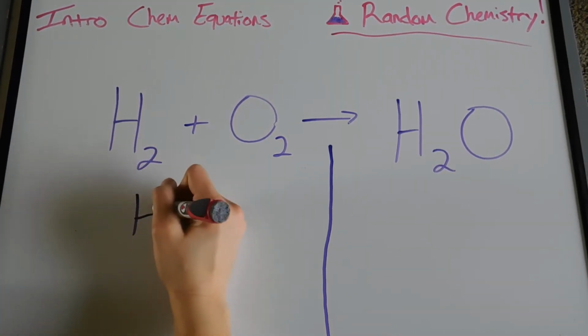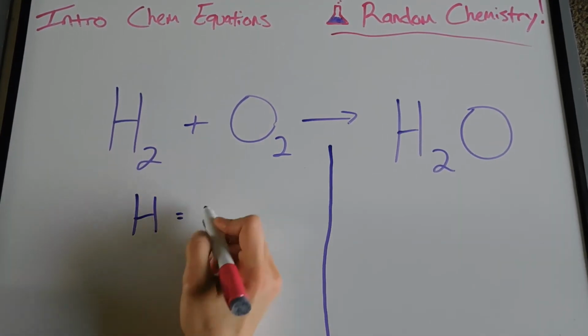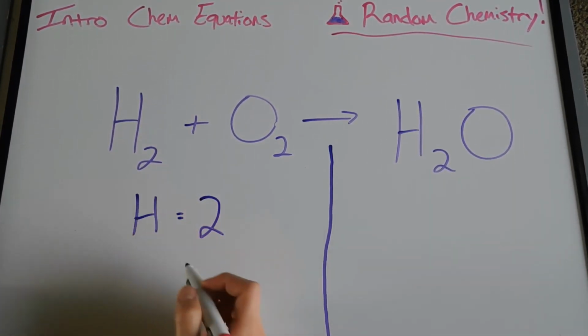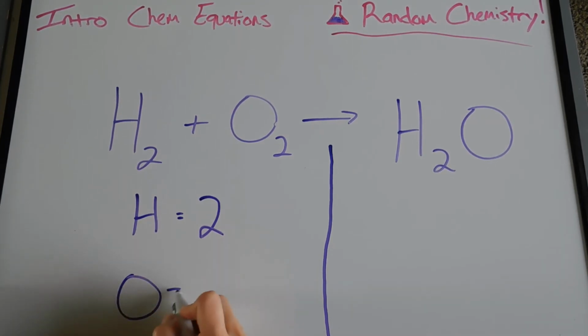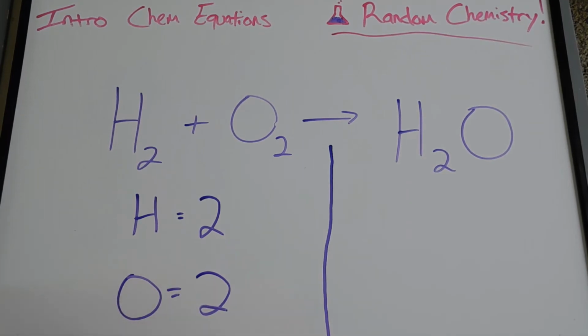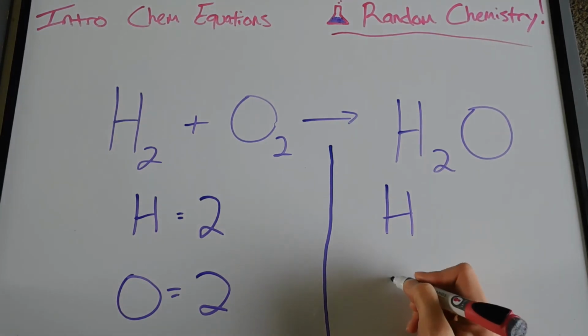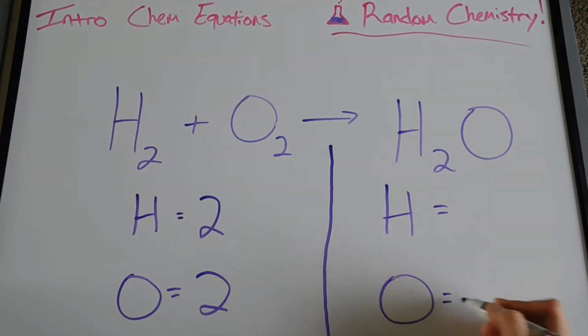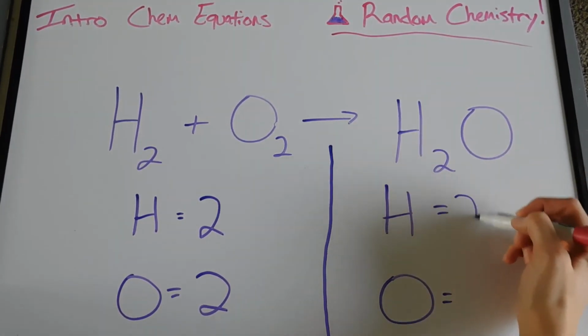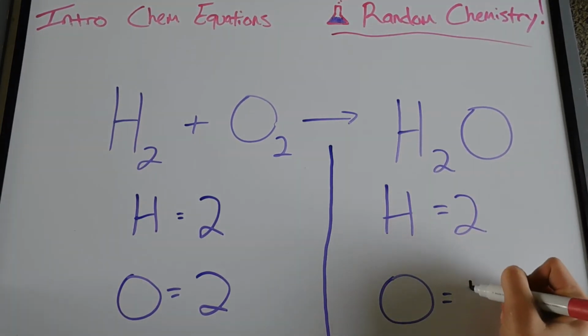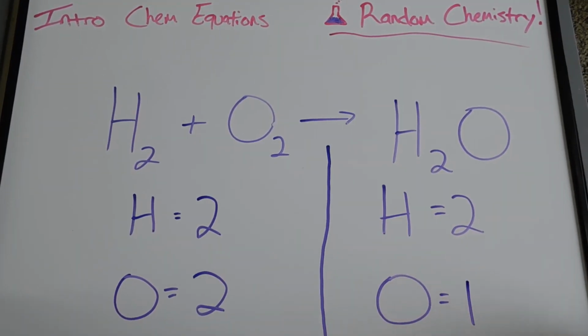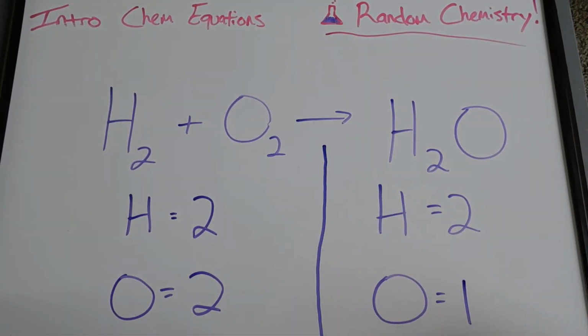So on this side, I have hydrogen, and I have 2 hydrogen atoms because this has a subscript of 2. And oxygen, and I have 2 because it also has a subscript of 2. On this side of the line, I have hydrogen, and I have oxygen, again. 2 hydrogens, and only 1 oxygen. Now, when balancing an equation, you can't add subscripts or change subscripts. The only thing that you can do is add coefficients.